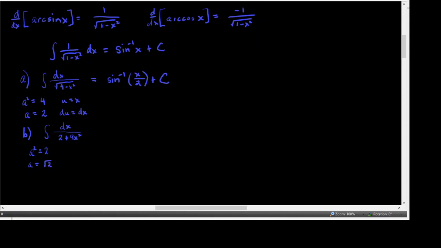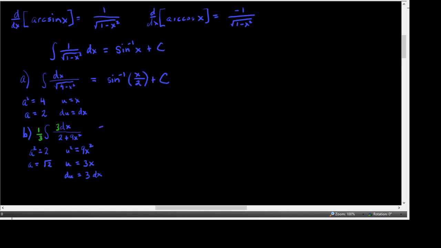And u squared is 9x squared. So u is equal to 3x. And if u is equal to 3x, du is equal to 3 dx. Now, of course, we don't have a 3 dx, we just have the dx part. So we're going to have to introduce a 3 and a 1/3 to make this work out correctly.